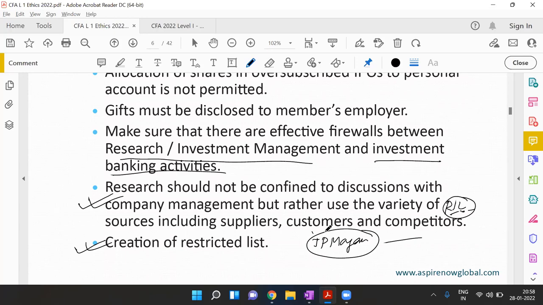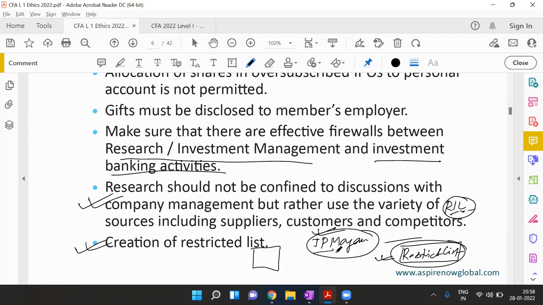So it is the responsibility of JP Morgan to create a restricted list, which means what? Once they have got a mandate, the management and the employees of JP Morgan have insider information. So they should debar their employees from buying and selling the subject company's shares. So in the stock market, they'll say you cannot trade in the Reliance Industries Limited issue till the time the IPO or the FPO goes through, right? So they'll create a restricted list of securities in which their employees and management cannot trade.